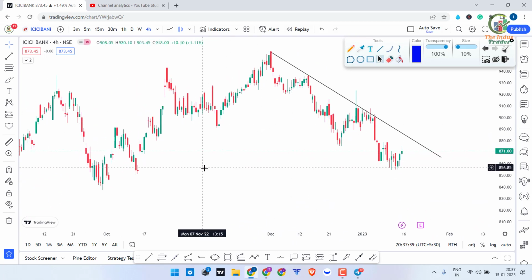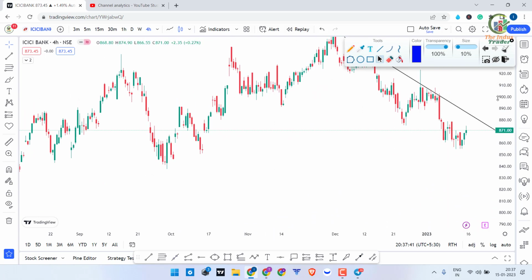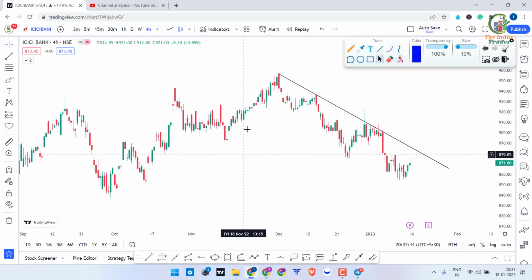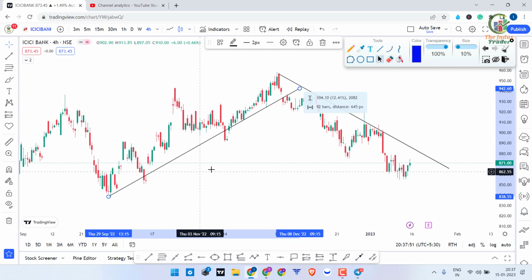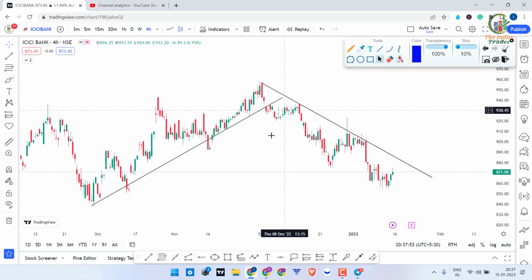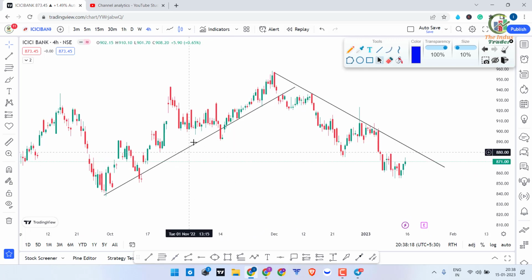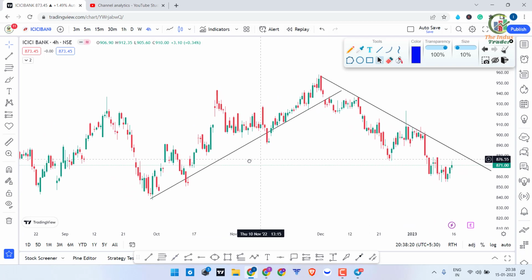We can draw both, but only resistance is important in a downtrend and support is important in an uptrend, because we trade on supports only in an uptrend and on resistance only in a downtrend. And if you see at this particular trend line, ICICI Bank has taken multiple supports. So this is how you can draw support and resistance using trend lines.